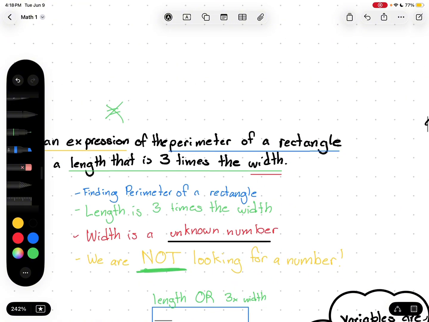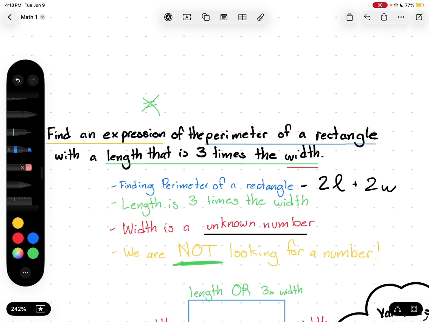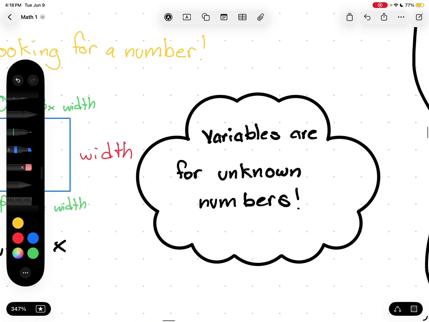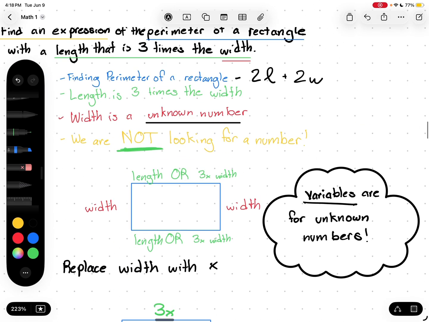So we're finding an expression of the perimeter of a rectangle. In case you do not know, the perimeter of a rectangle is 2 times the length plus 2 times the width. And we're given that our length is 3 times the width. That's given. But we are not given the width. So we have to build an equation or an expression with these pieces of information that we have. A thing to keep in mind is that variables are for replacing unknown numbers. If you don't know what a number is going to be, or you're trying to solve for a number, you use a variable.